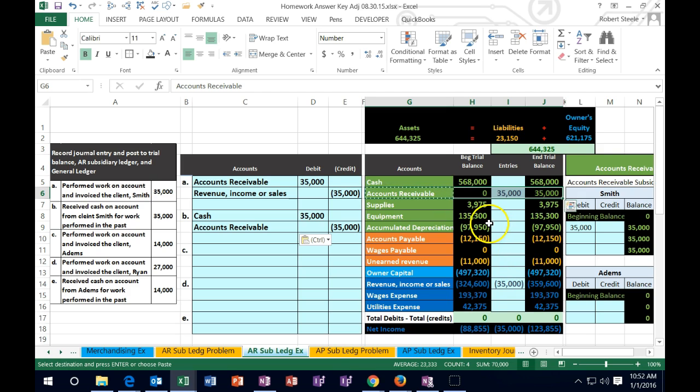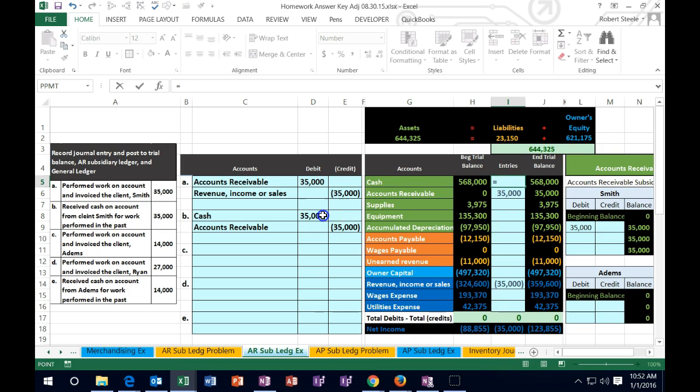So let's post it out and see what happens. We're going to go up here to I5 equals, and we're going to point to that 35,000. What's going to happen? Cash will go up by 35,000 because a debit and a debit makes a debit go up in the debit direction to 603,000. Then accounts receivable, there's something in it here. I can see it in the formula bar. Of course, D5 is in there.